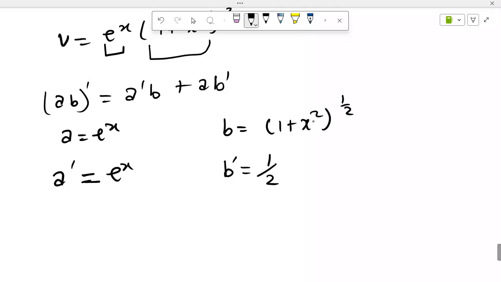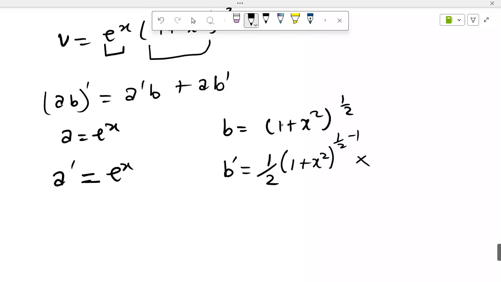Okay, so hope you're following. You bring down the power, this power here, then you subtract the power by 1. So this is how it works. You bring down the power here, half, then you write what is inside, then the power minus 1, so it will be half minus 1. Then you multiply this by the derivative of inside the brackets. So you bring down the power, rewrite whatever was there, subtract the power by 1, then multiply by the derivative of inside the brackets.